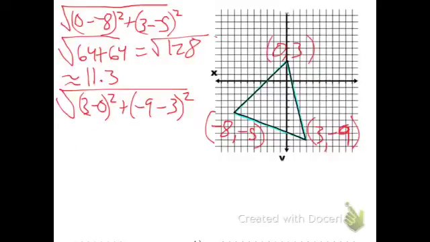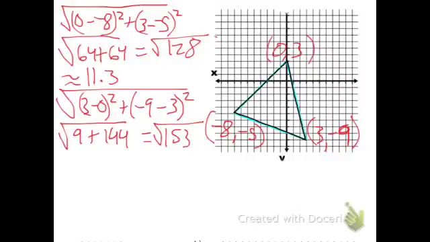3 minus 0 is 3. Square that, you'll get 9. Negative 9 minus 3 is negative 12. Square that, you get 144. Add those together, you're looking at 153. So we need to get the square root of 153, which is approximately 12.4. And finally we need to get this last length here.